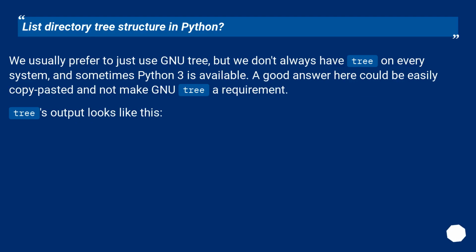List directory tree structure in Python? We usually prefer to just use the tree command, but we don't always have tree on every system, and sometimes Python 3 is available. A good answer here could be easily copy-pasted and not make a tree requirement. Tree's output looks like this.